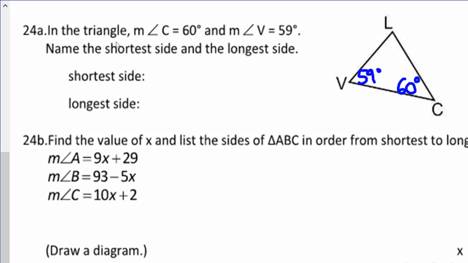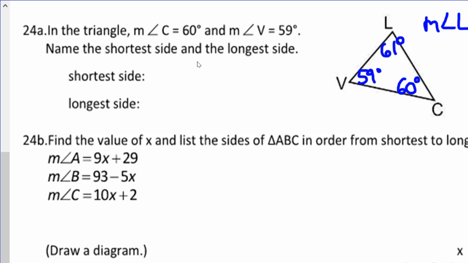We have to name the shortest and the longest side. Before I can make a determination on which side is the shortest and which is the longest, I need to know this third angle, L. To find the measurement of angle L, I'm going to do 180 minus 59 minus 60. So what is that? 50, 60, 110, 119. So it appears that 61 is the measurement. So 61 degrees.